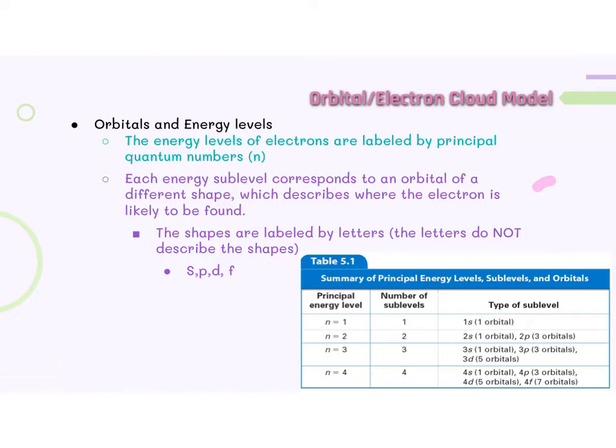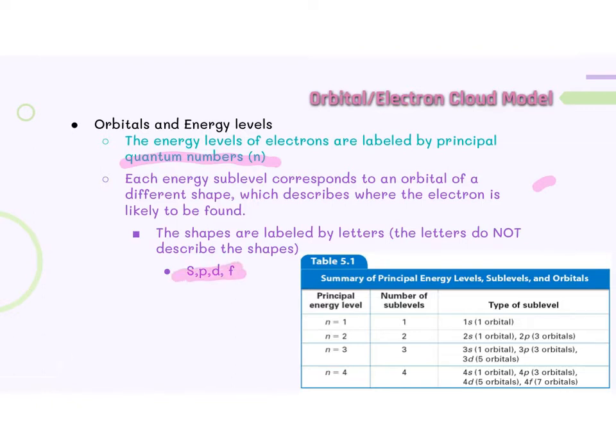The energy levels of an electron are labeled by principal quantum numbers n. Each energy sublevel corresponds to an orbital of a different shape, which describes the probability of where an electron is likely to be found. The shapes are labeled by letters. The letters are S, P, D, and F.